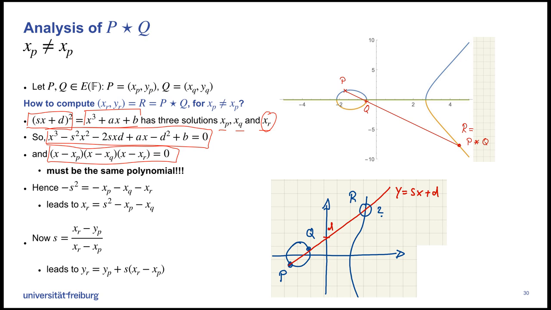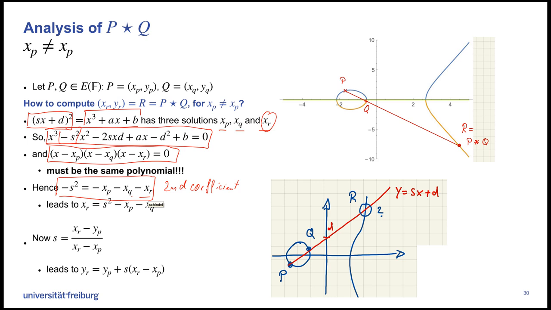Now, if you look at the coefficient of x to the third power, this is the same. The next coefficient will be minus s squared. That's the next one here. And here the next one will be minus xp minus xq minus xr. So this is the second coefficient, and it should be the same. Now, the cool thing about the second coefficient is that we already know xp and xq. The only thing we're interested in is xr.